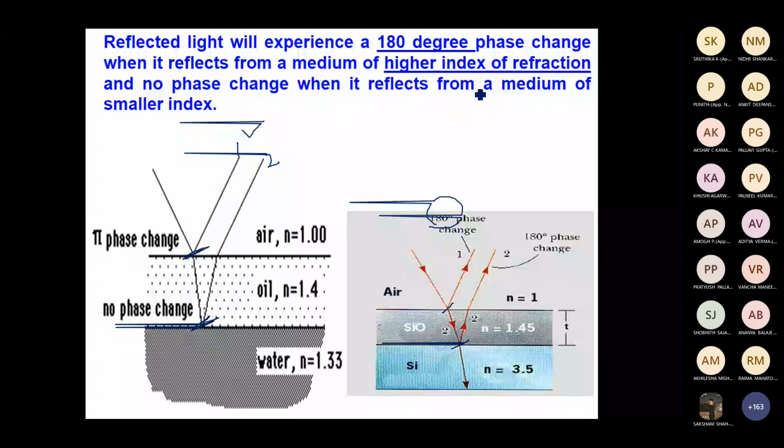There are two things which we need to look into. One is phase change upon reflection, which we have just seen: the light ray traveling from a rarer to a denser medium undergoes a phase change of 180°, a path difference of lambda by 2, upon reflection. The second thing we need to look into is something called optical path. So we'll be discussing that.